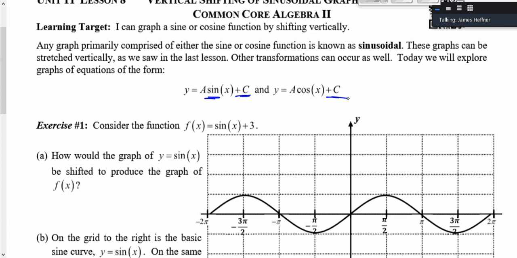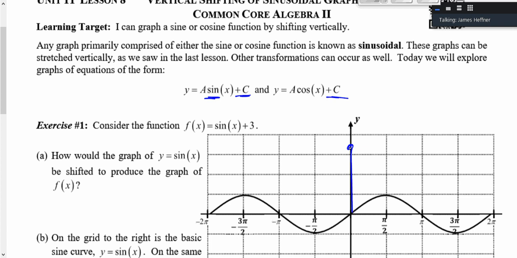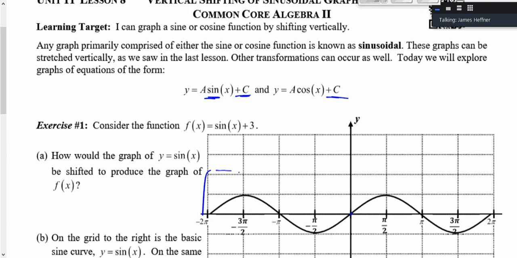So if you look at exercise 1, here's our graph of sine. Sine always starts down there at the origin. Cosine starts up here, but sine starts down here, and it does this periodic wavy thing. It always goes between 1 and -1 if it's just a regular basic sine curve. And since it goes between 1 and -1, you could consider this thing here a midline. It goes up and down equally above and below that midline.